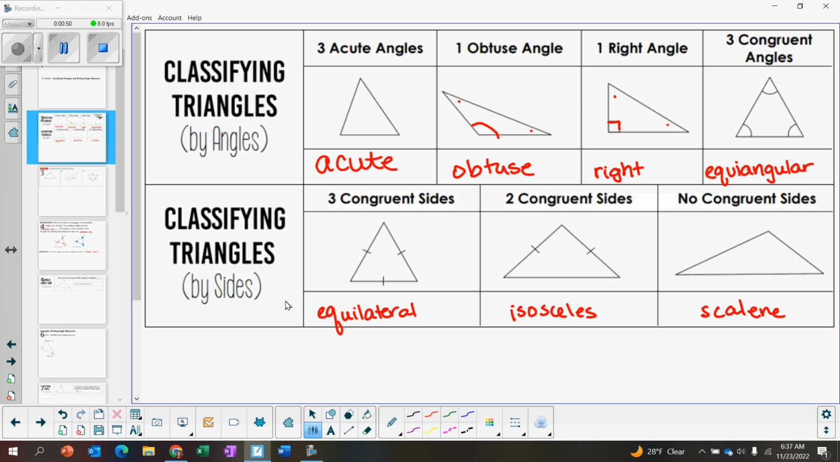Then there are 3 ways to classify a triangle by side. If it has 3 sides that are all the same, that is called equilateral. Lateral actually means sides, so equilateral. If it has 2 congruent sides, it's an isosceles triangle. And if none of the sides are the same, it's considered scalene.